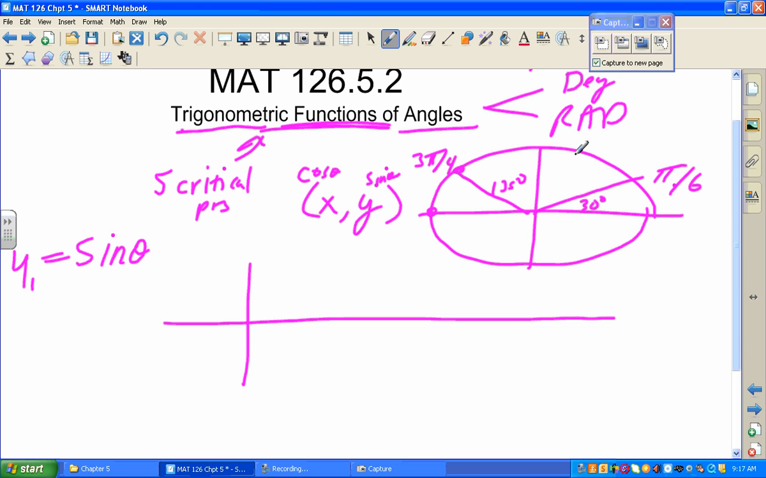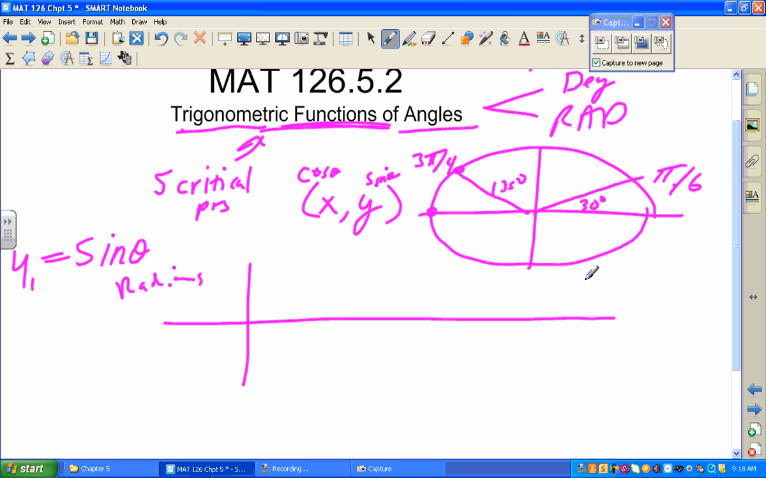Why the difference? Well, one passes the vertical line test, one doesn't. That's the first obvious choice. One is always in radians. The other one can be in radians or degrees. That's the next obvious choice. Okay? These graphs down here are always going to be in radians. The graph on the unit circle, you can be in both. Okay? Does that make sense?